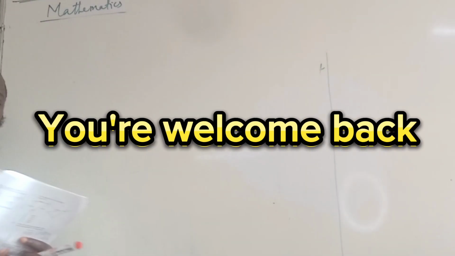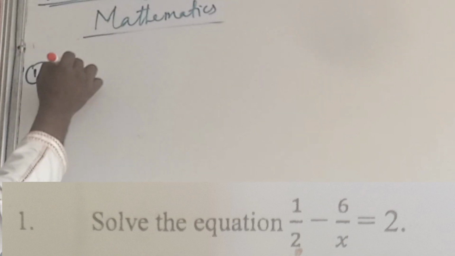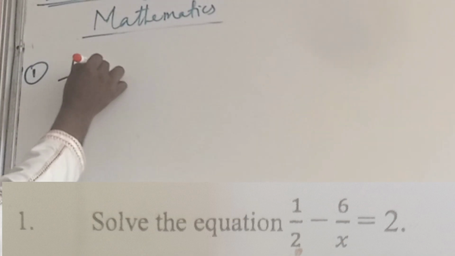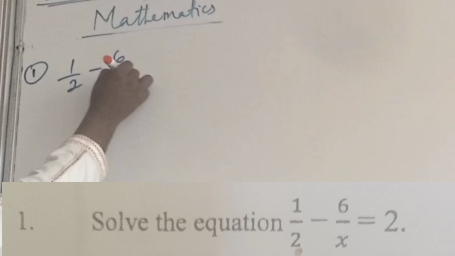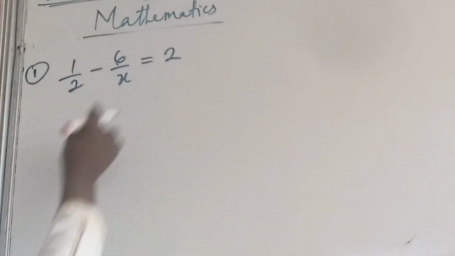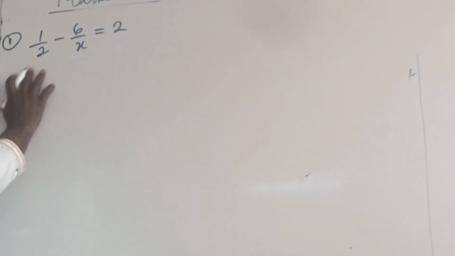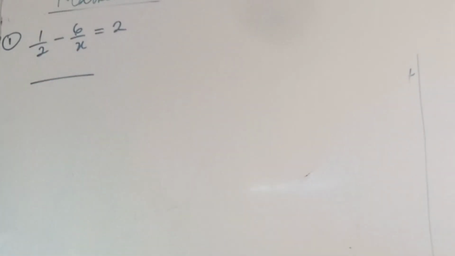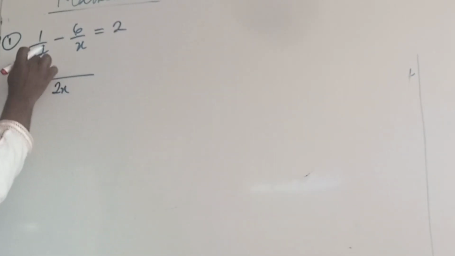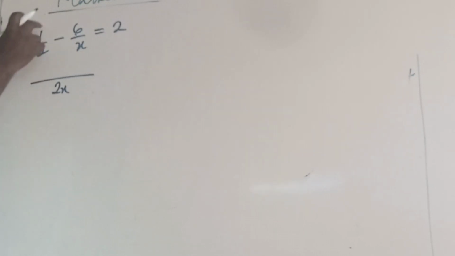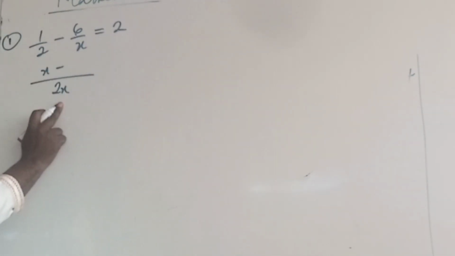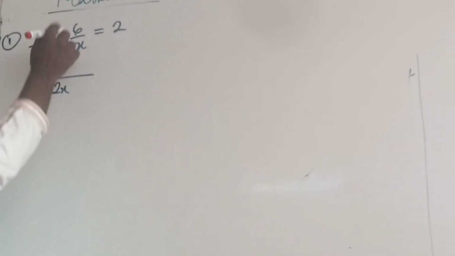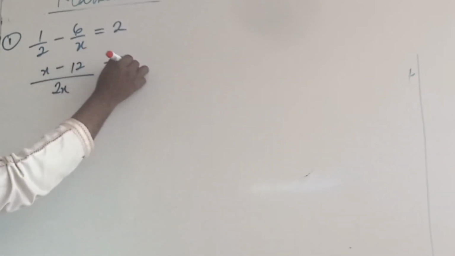Now, the first question says, solve the equation 1 divided by 2 minus 6 divided by x equals 2. We are going to find the LCM of this. What's the LCM of 2 and x? 2x. So 2 into x, x times 1, x, minus x into x, 2 times 6, 12, equals 2 over 1.